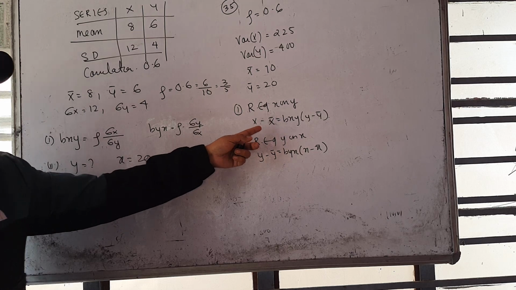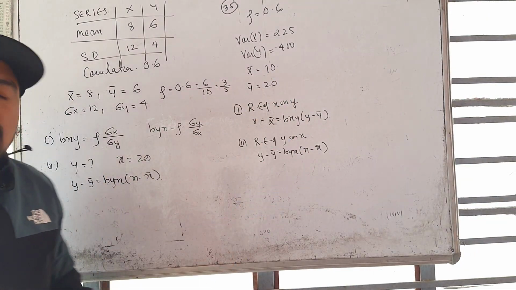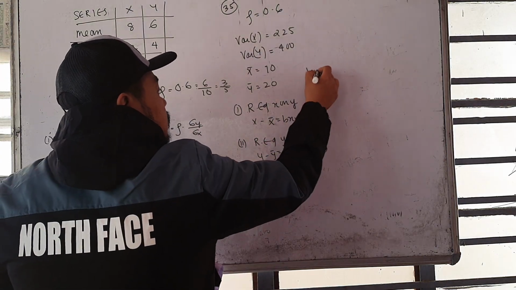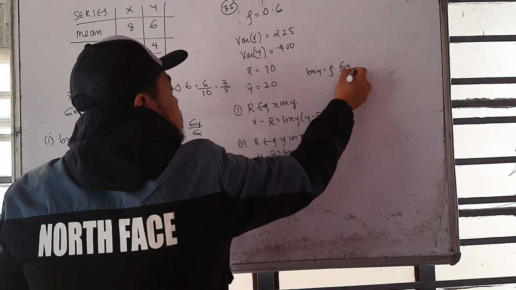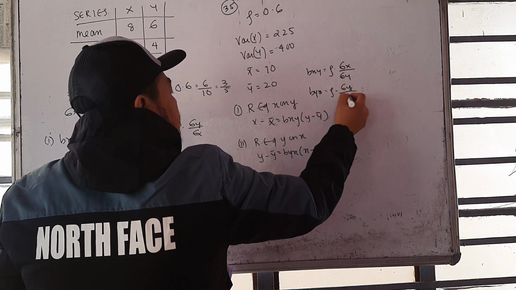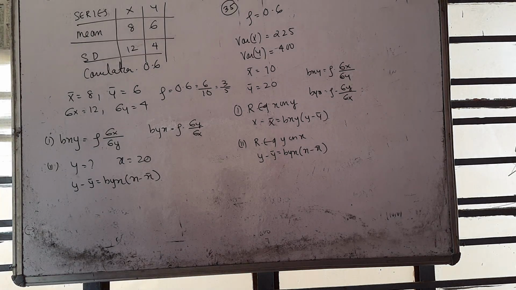The problem is, first you have to find x bar and y bar, that's already known, but bxy and byx. What is the formula for bxy and byx? Can you tell me? Bxy is rho sigma x by sigma y. Byx is rho sigma y by sigma x. But the problem is we don't know the standard deviation. But what is given to us? Variance is given.